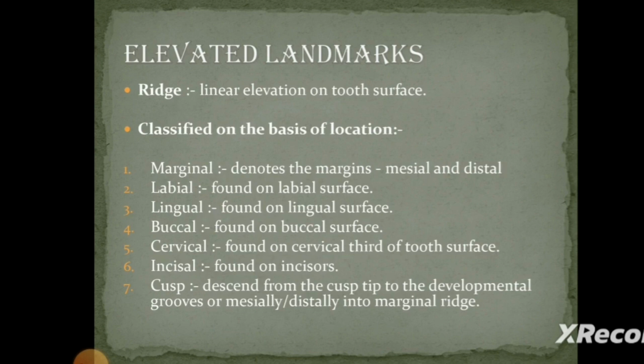Now the ridge. It is a linear or line elevation on a tooth surface and is classified on the basis of location and shape. On the basis of location, these are marginal, labial, lingual, buccal, cervical, incisal or cuspal. The cervical and incisal ridges are strictly found on the anteriors and not on the posteriors.